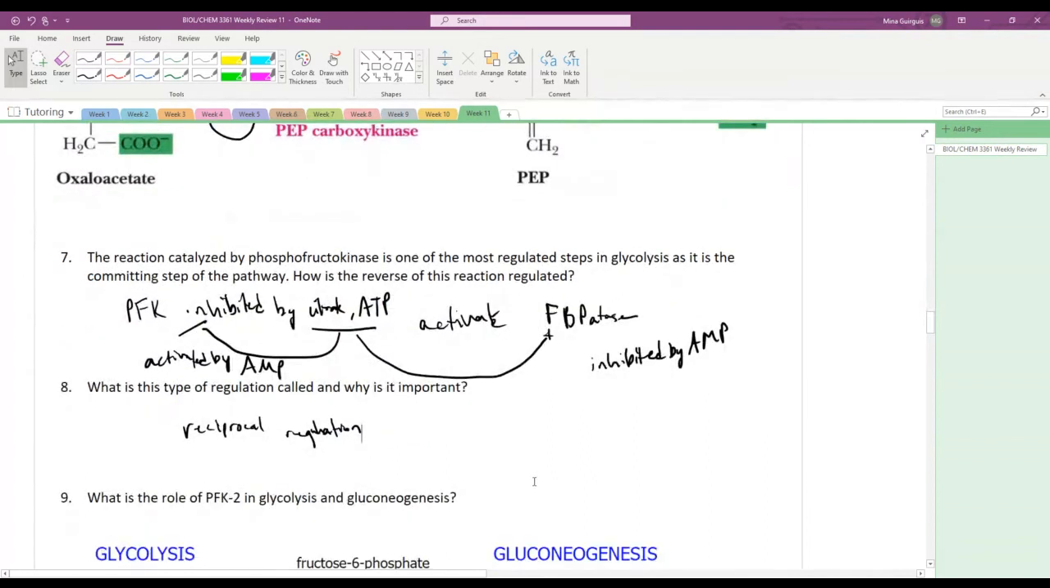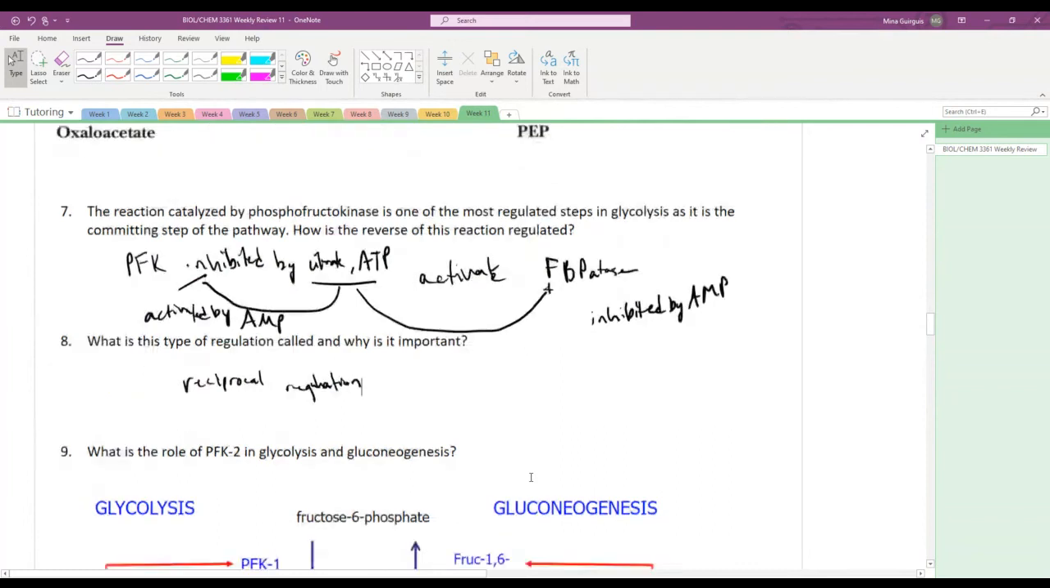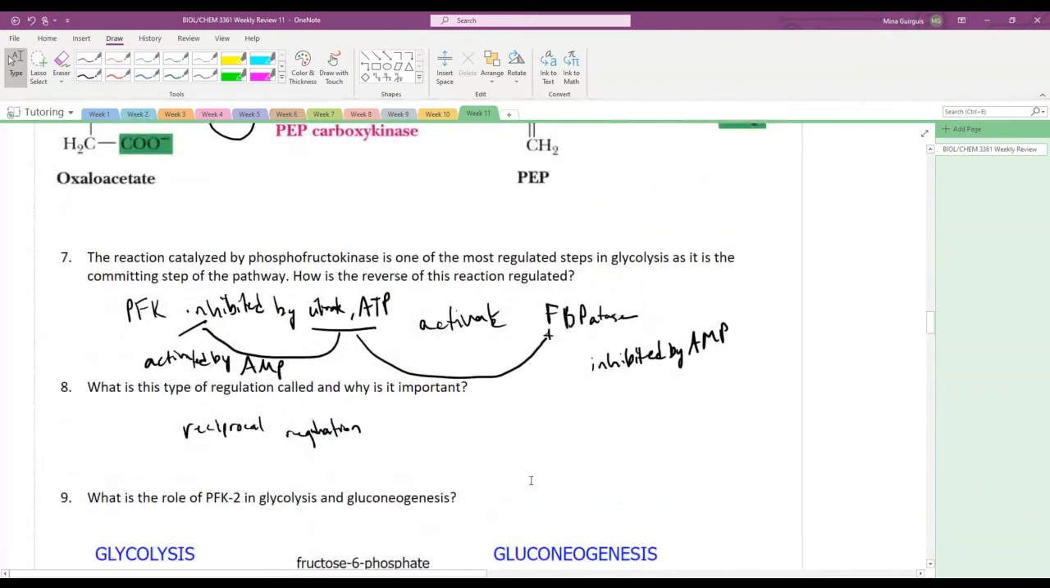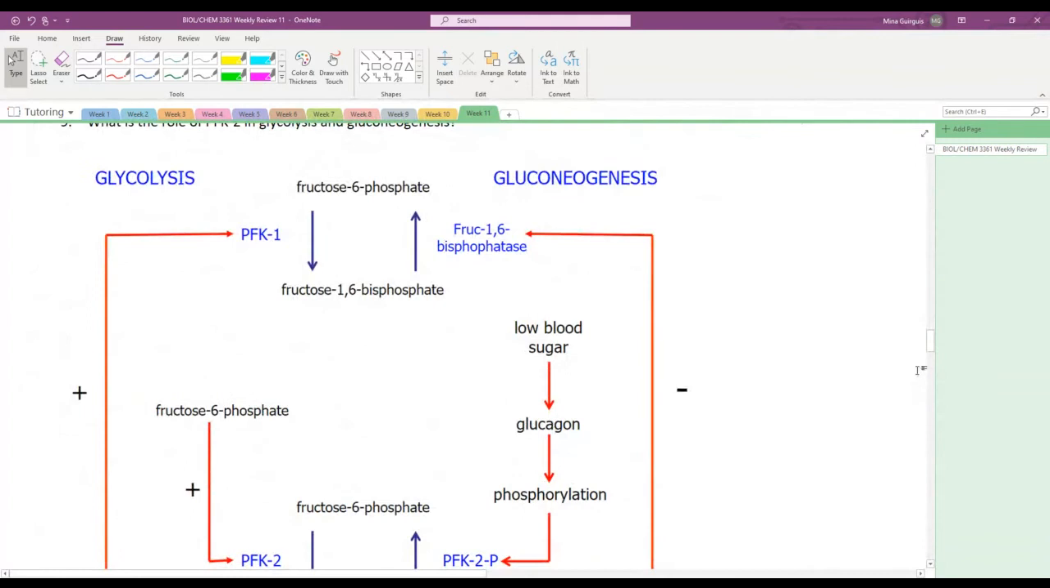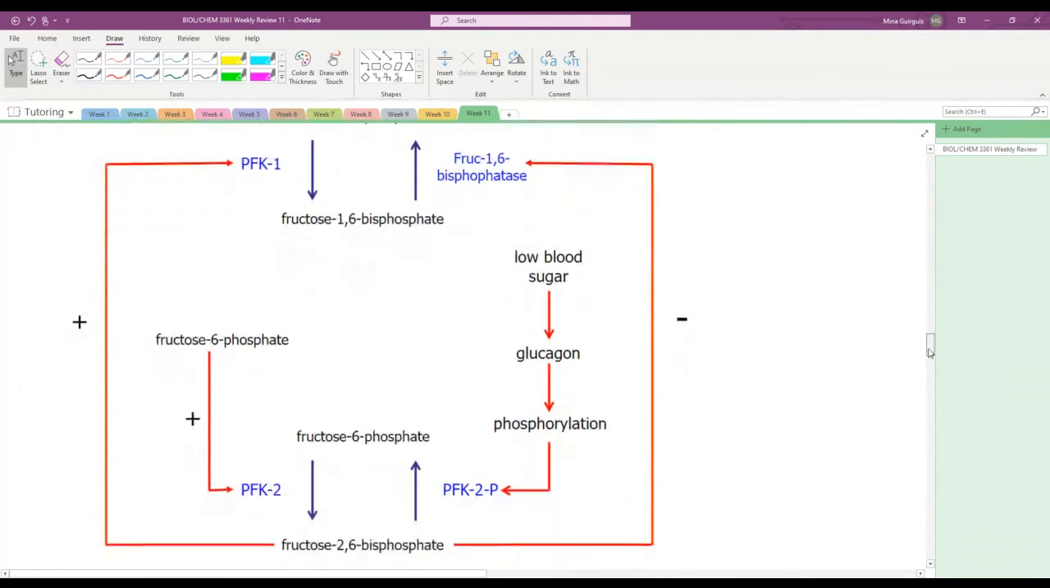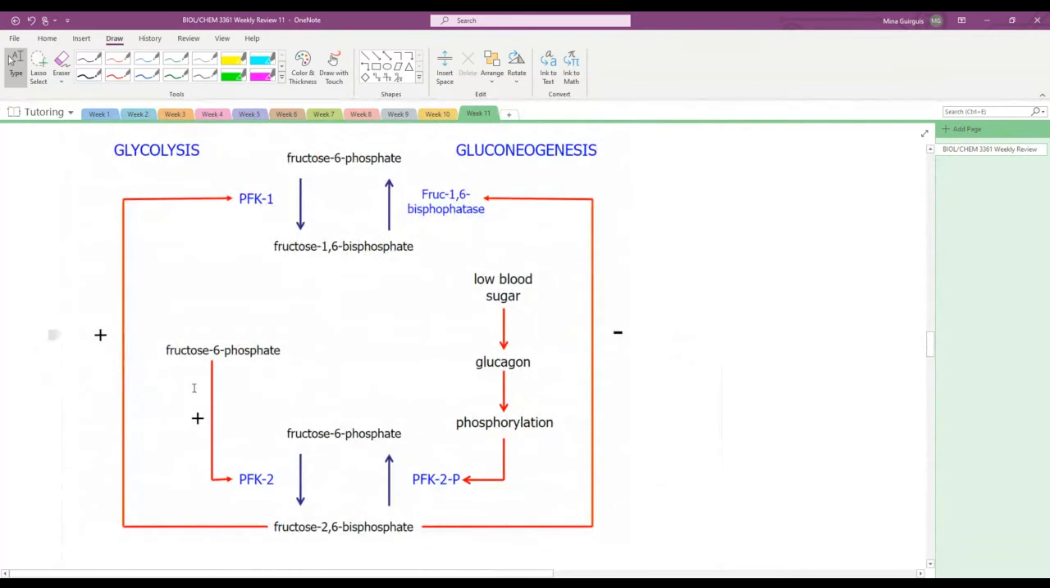What is the role of PFK2 in glycolysis and gluconeogenesis? This question is one that I kind of glossed over with glycolysis because I knew this chart was coming, and this is the one that I really, really like. And this really shows what I would have wanted to say but couldn't show without knowing gluconeogenesis. So here it is. I'm going to zoom out just a little bit. Okay, you can see the whole thing.